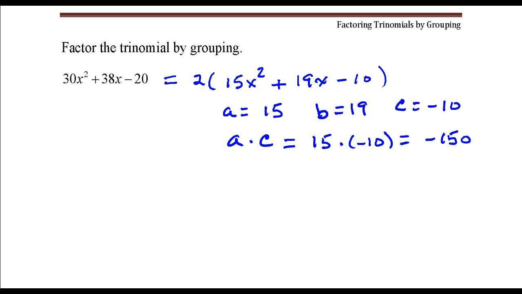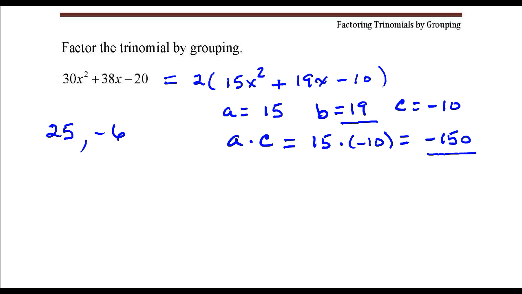So the next thing that we need to do is find two numbers whose product is negative 150, but whose sum is 19. And those two numbers are 25 and negative 6. So if you think about this, 25 times a negative 6, that's a negative 150, and 25 plus a negative 6, that's positive 19.